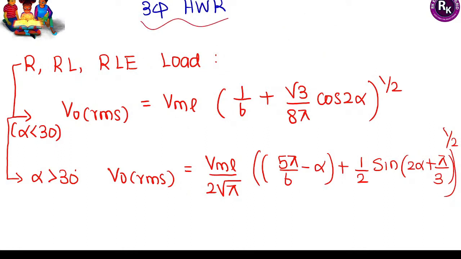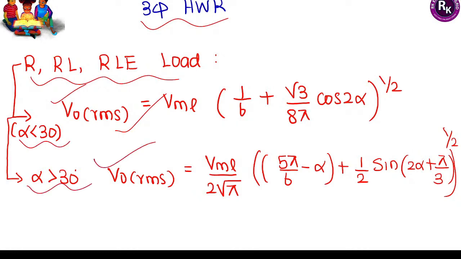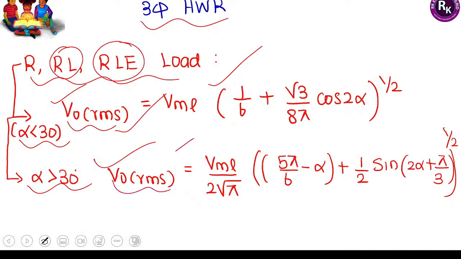For the types of load, I wrote it here: R load, RL load, RLE load. The common formula is this one. But for R load, we have different conditions. If alpha is less than 30, this is the formula. If alpha is greater than 30, then this one is the formula. Remember, for all other types of load, for RL load and RLE load, there is no such condition, alpha less than 30 or alpha greater than 30. This is the common formula everywhere. For R load, if alpha is less than 30, you can use this one. Alpha greater than 30, then use this one.